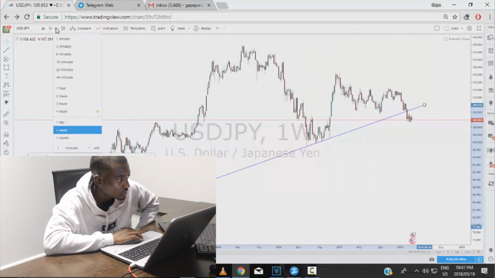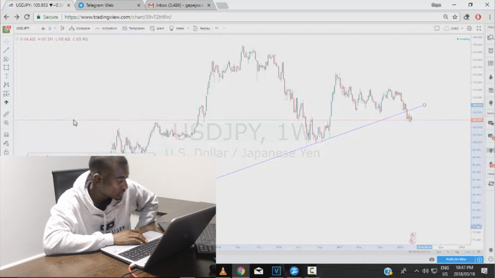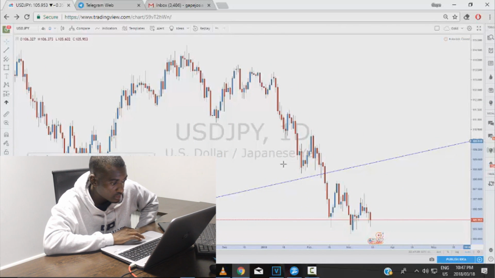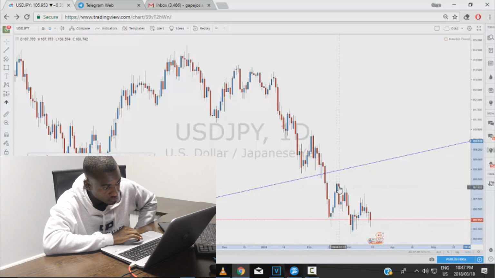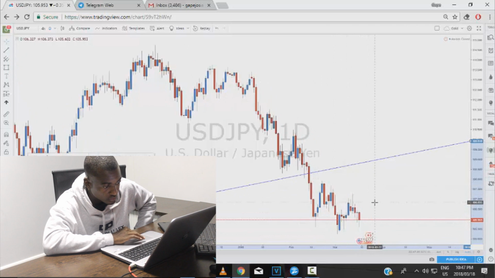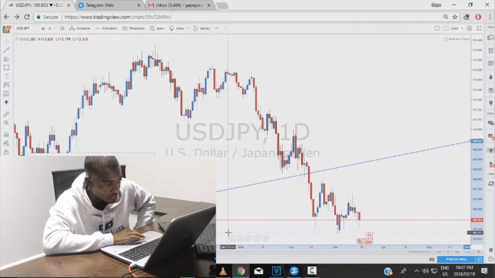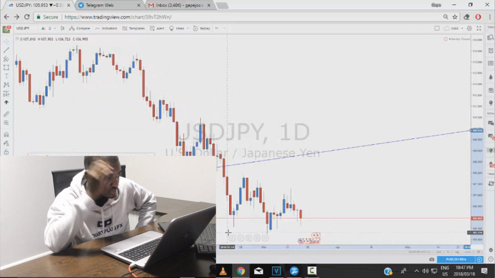So it has broken the weekly trend line that I have. And if you look at the daily candle, you see it's sort of making lower lows: this is the high, this is the low, this is the lower high, lower low, lower high, lower low. You see what I'm saying? So right now, price is in an interesting area.